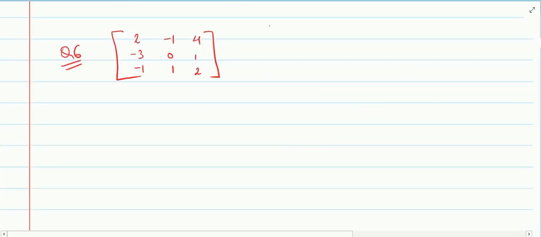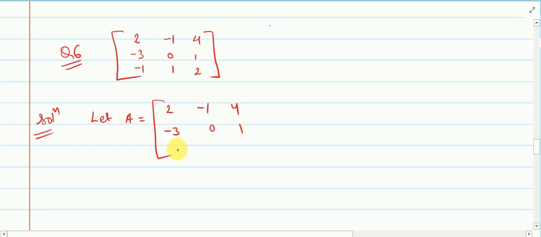Now let us see question number 6. So we have to find its inverse using elementary row transformation. Solution: let A equal to this, 2 minus 1 4, minus 3 0 1, minus 1 1 2.